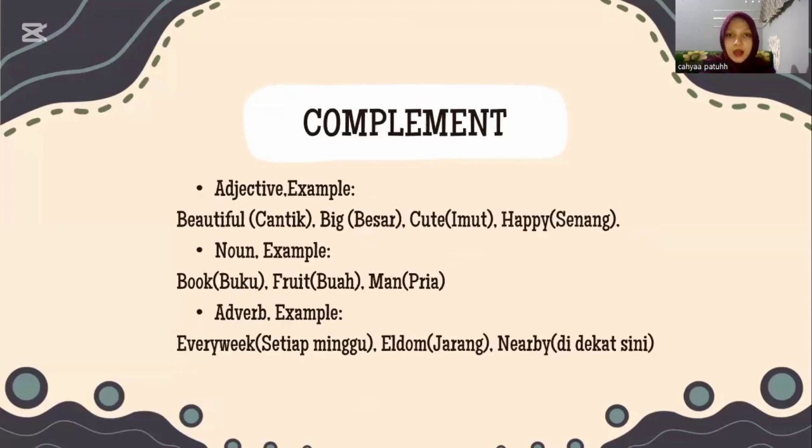The next slide about complement. Adjective. Example: beautiful, big, cute, and happy. Noun. Example: book, fruit, and man. Adverb. Example: every week, and so on.